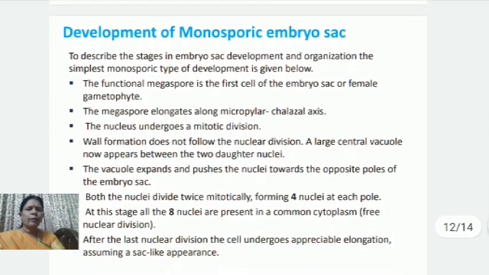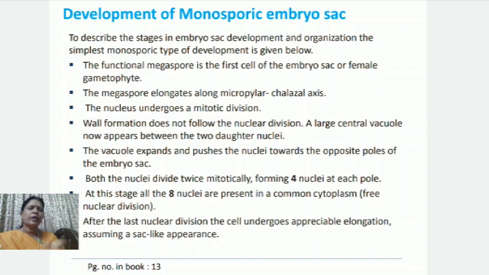And how is the development of the monosporic embryo sac? Monosporic example is the Polygonum type. To describe the stages in the embryo sac, the development and organization of the simplest monosporic type of development, we can discuss now. The functional megaspore is the first cell of the embryo sac or female gametophyte. The megaspore elongates along the micropylar end and chalazal end. In the middle you can see a vacuole, and the nucleus undergoes a mitotic division at both the sides. The wall formation does not exist in between the 2 nuclei. A large central vacuole now appears between the 2 daughter nuclei. The vacuole expands and pushes the nuclei to the opposite poles.